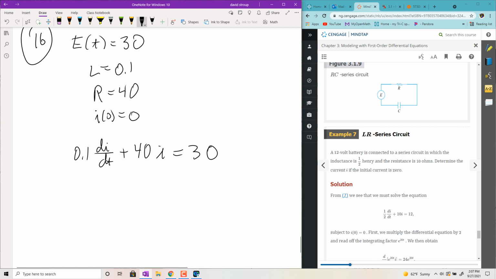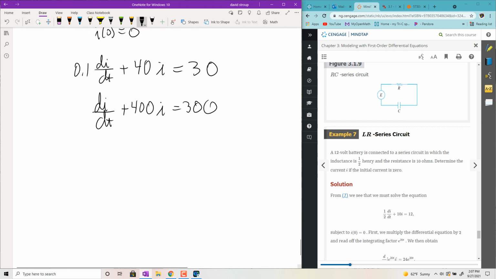So you first have to divide by 0.1 to get it into our usual form. 0.1 is the same as 1/10, so you're multiplying everything by 10. So plus 400 I equals 300. Then you could do an integrating factor. So mu is e to the integral of 400, I guess, dt. And that would be e to the 400t.